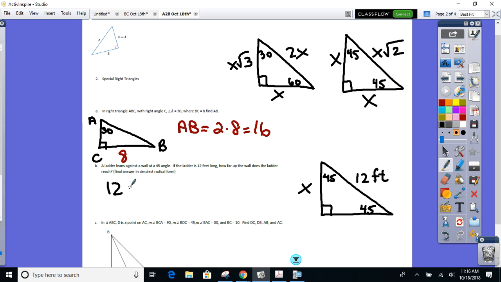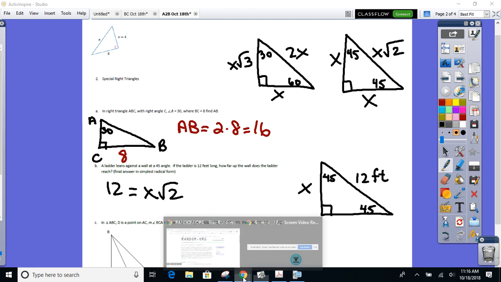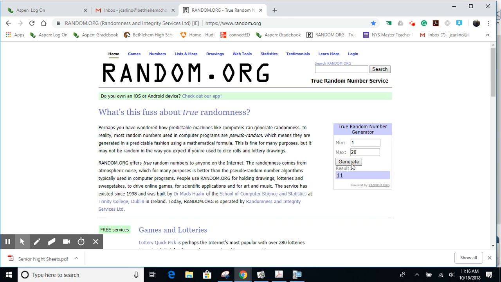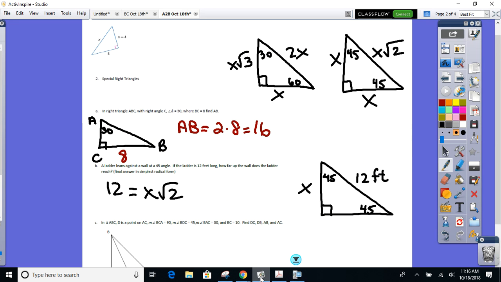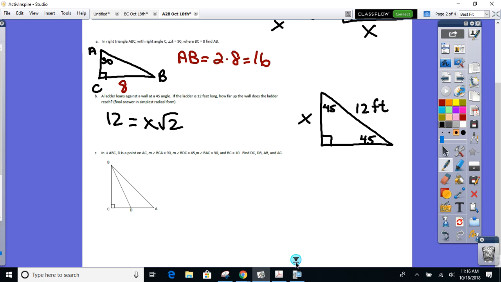12, that's the hypotenuse, right? And what's it equal to in the 45, 45, 90? What did we just label as the hypotenuse? So 12 equals x radical 2, and now we're going to solve it for x. What do I have to do on both sides here? I'm just solving for x.